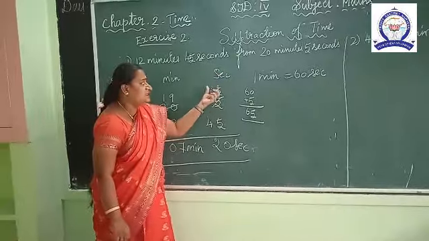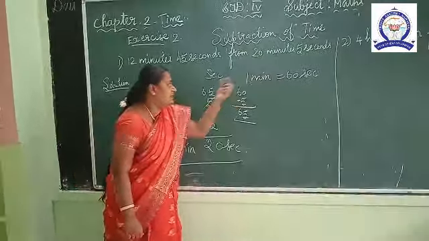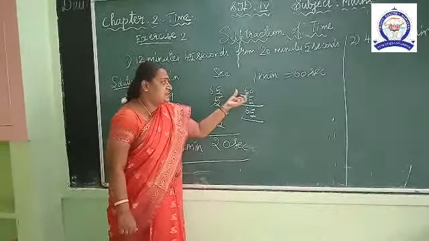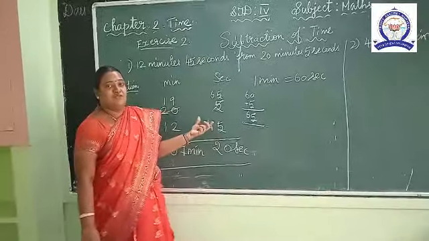So 1 minute is equal to 60 seconds. So we take 60 seconds. You should not write 1 minute. So instead of 1 minute, 60 seconds. Already 5 seconds is there. So 60 plus 5 is 65. From this 65 you have to subtract 45.